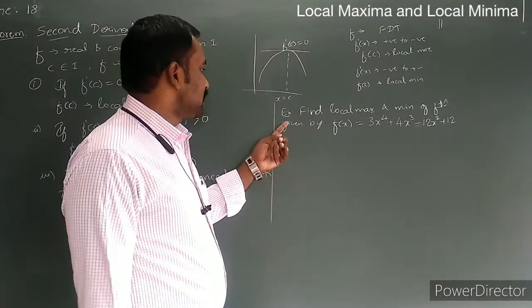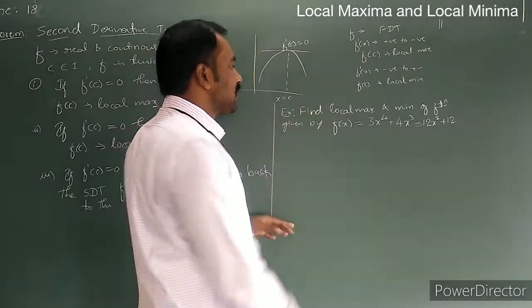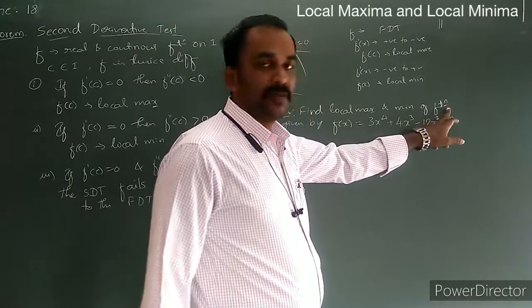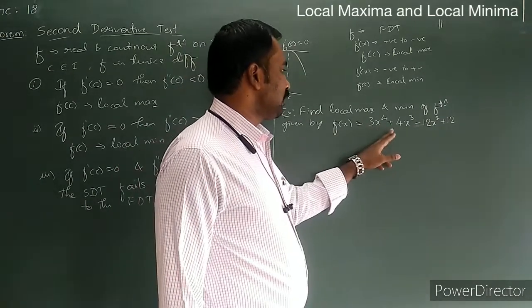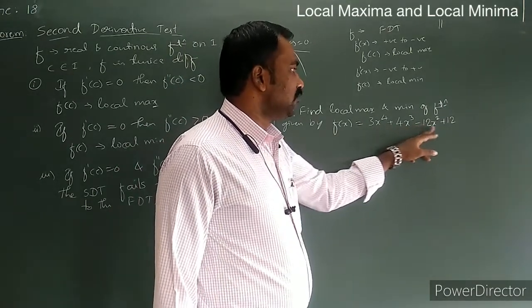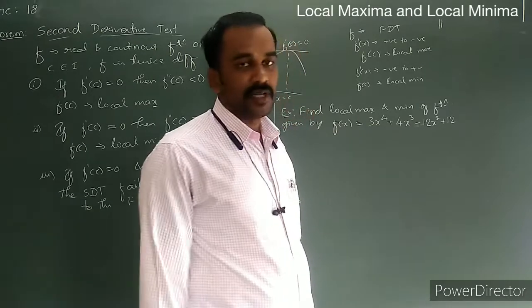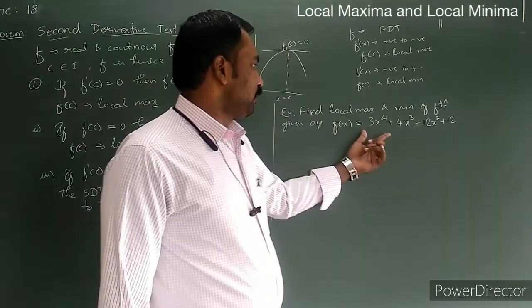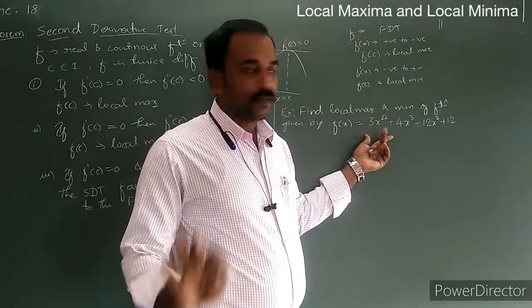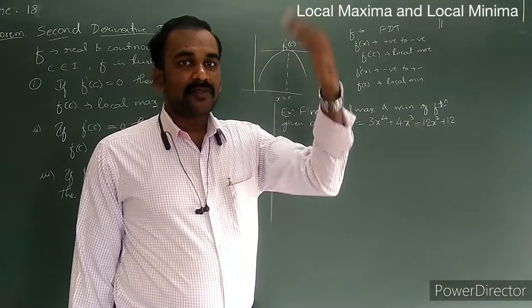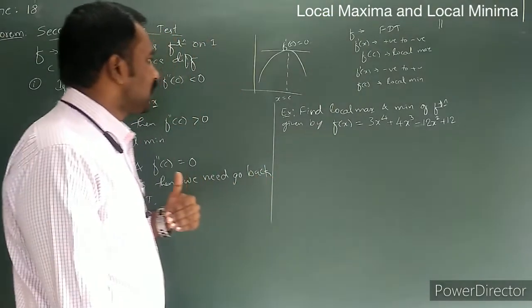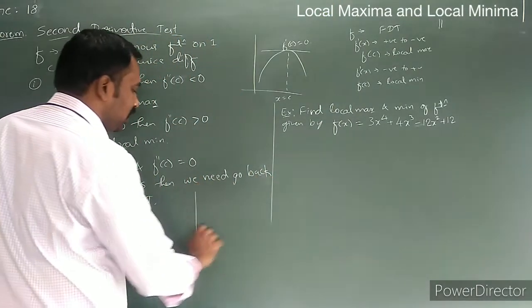Example: find the local maxima and local minima of the function given by f of x is equal to 3x to the power 4 plus 4x cubed minus 12x square plus 12. This is a fourth degree polynomial function, and we need its local maximum value and local minimum value.